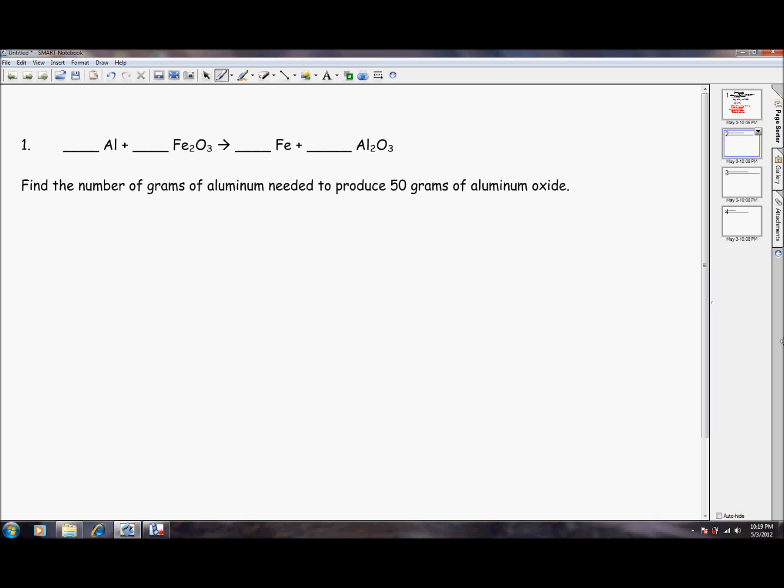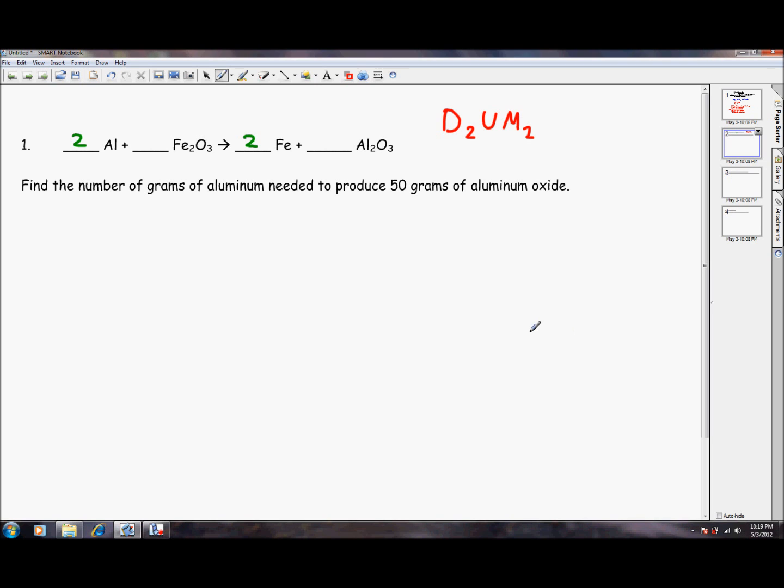Alright, so let's balance our equation first. The O's are balanced. The Fe's, I'm going to need 2 Fe's. And I need 2 aluminums. Now that I've balanced my chemical equation, I now have a coefficient to go with everything in the reaction: a 2 for aluminum, 1 for Fe2O3, a 2 for Fe, and a 1 for Al2O3. Now, we're going to remind ourselves that the steps are D2, U, M2.